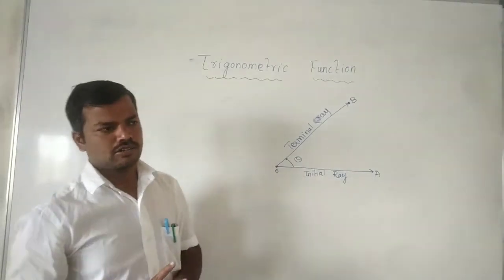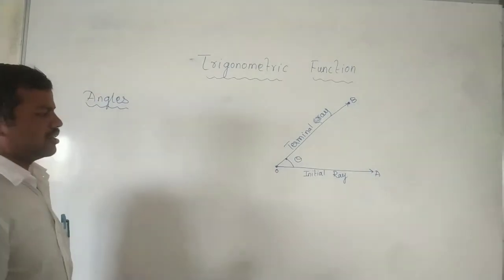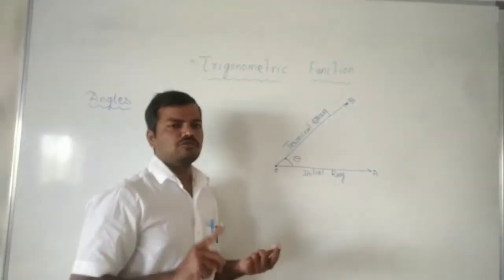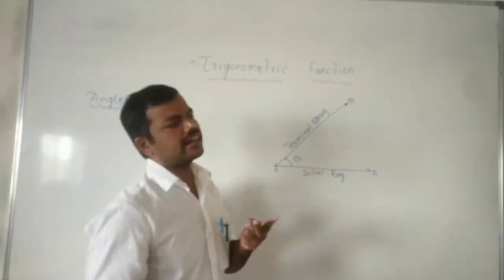So mainly for our syllabus we have 2 units to measure an angle. One is called the degree measure and another one is called the radian measure.